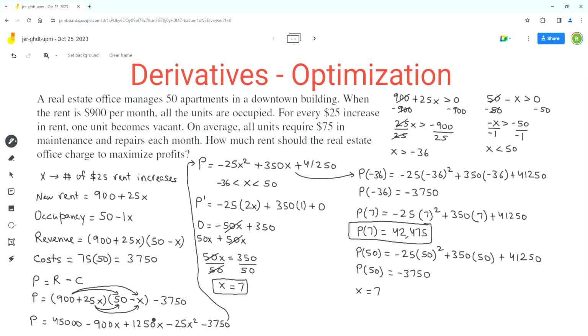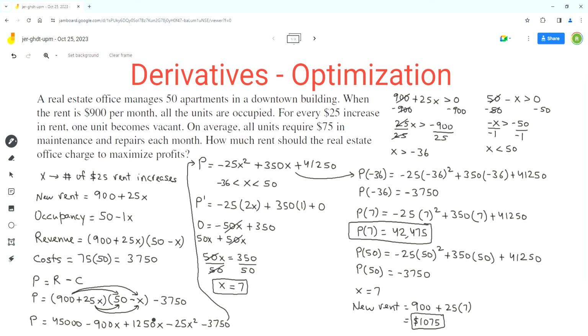Now we have to find the rent that will maximize profits. So we'll sub in x as 7 in the expression for new rent. New rent equals 900 plus 25 times 7. So now we can evaluate this expression, and I got $1,075. So this should be the rent that will maximize profit.